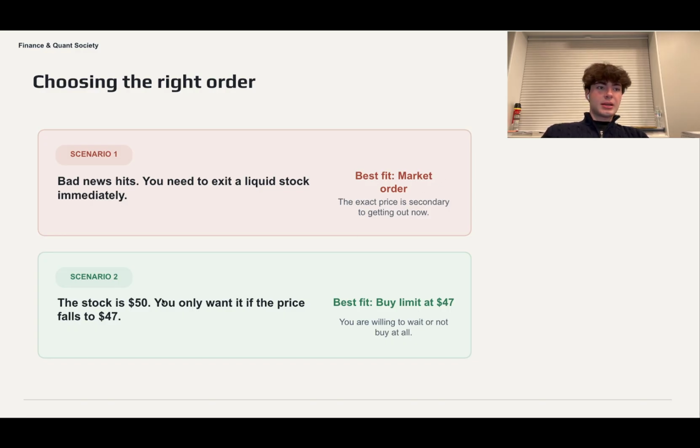Scenario two, a stock trades at $50 and you only want to buy it if the price falls to $47. Maybe $50 is too expensive for you, whatever the reason may be. In this case, you want a limit order. So the question really is not which order is better, it's just what matters to you. Do you want speed or do you want price? That's that.